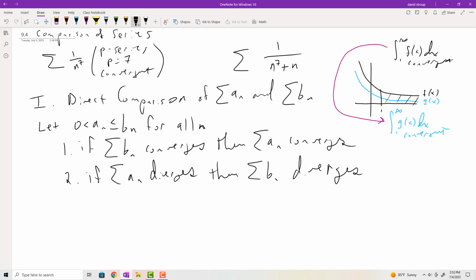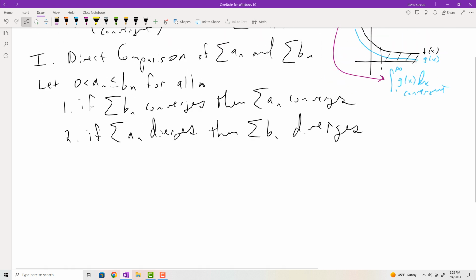Okay, so the process for doing the comparison test, the way I want it on my actual examinations, is to do like a 3-point method. Okay, so first you're going to make a comparison with an inequality. Second, you're going to talk about the series you're comparing it to. And then third, you're going to make your conclusion.